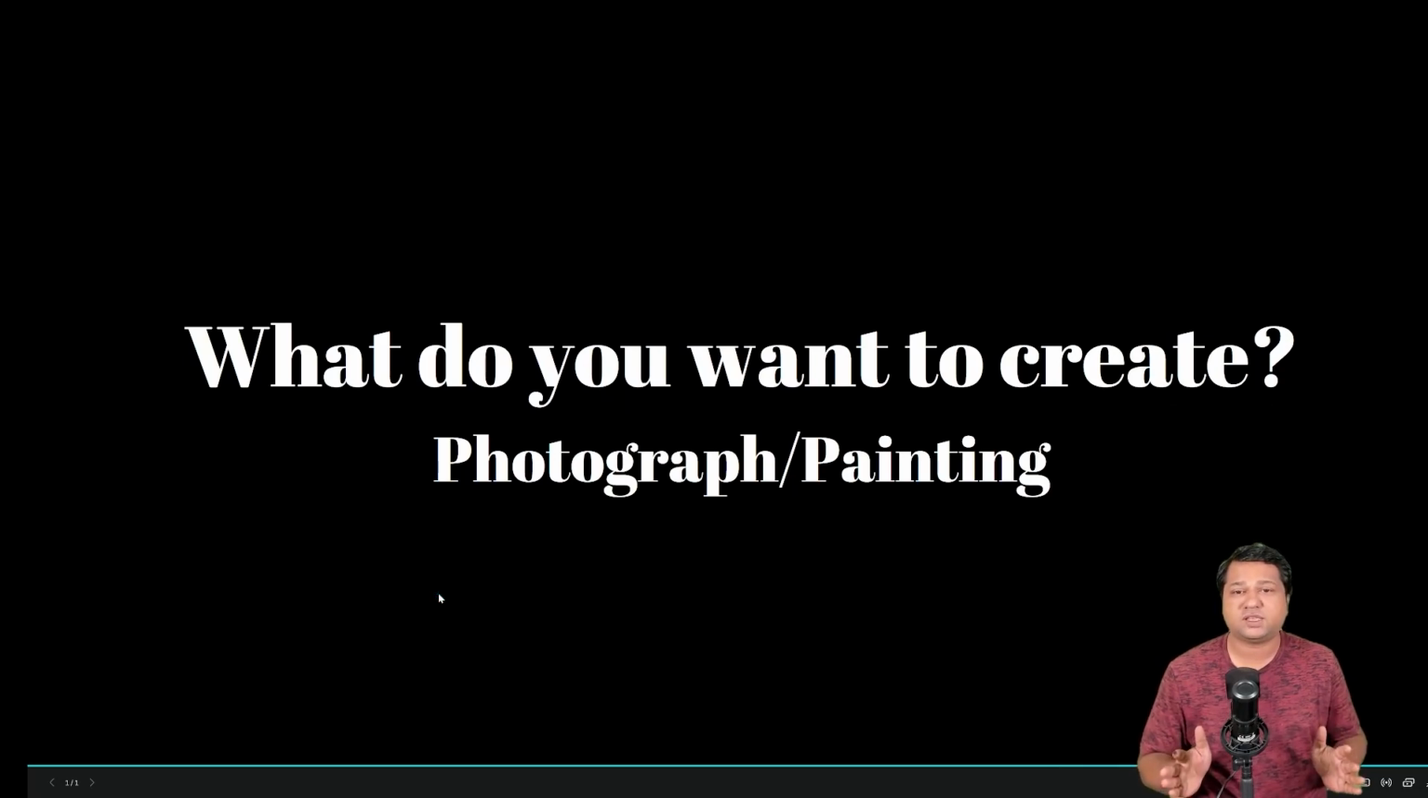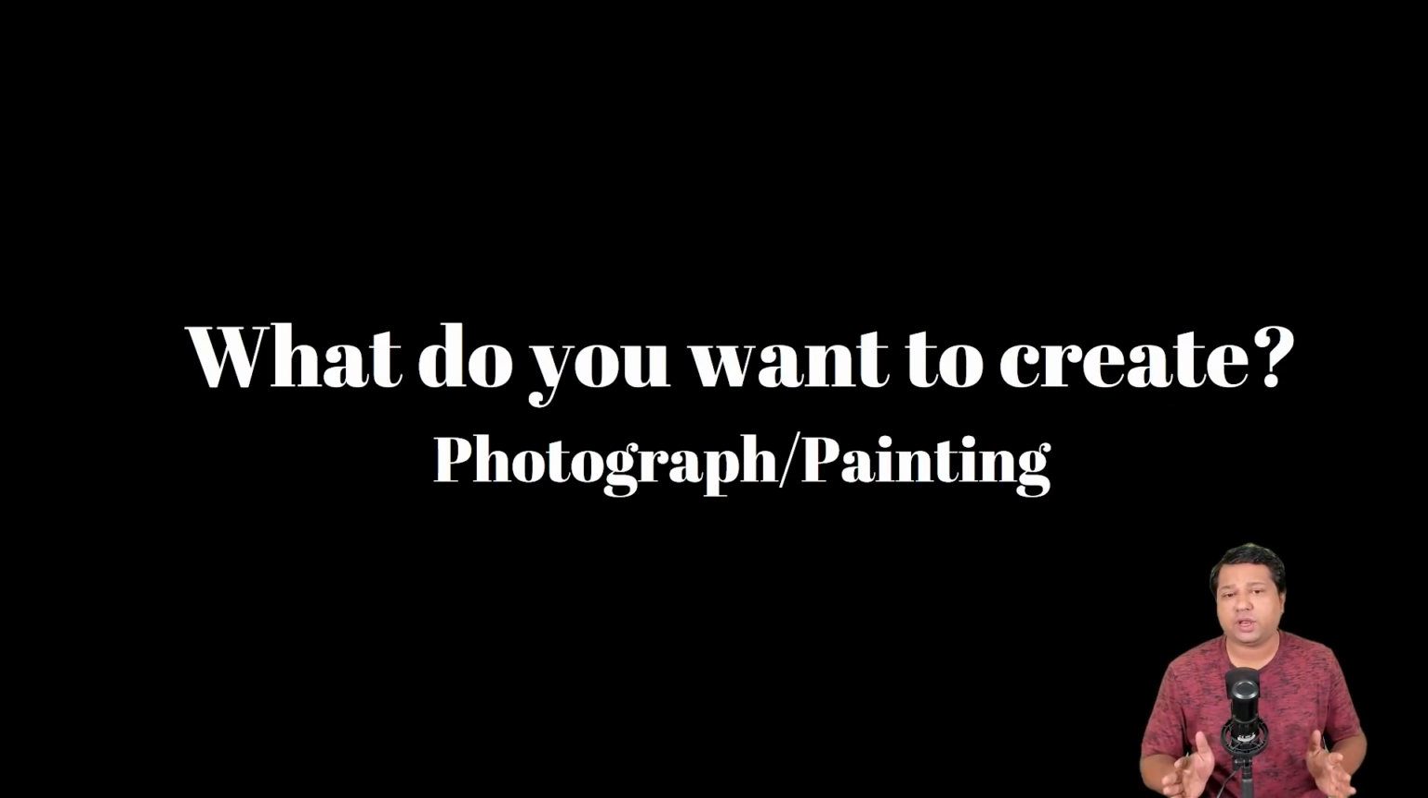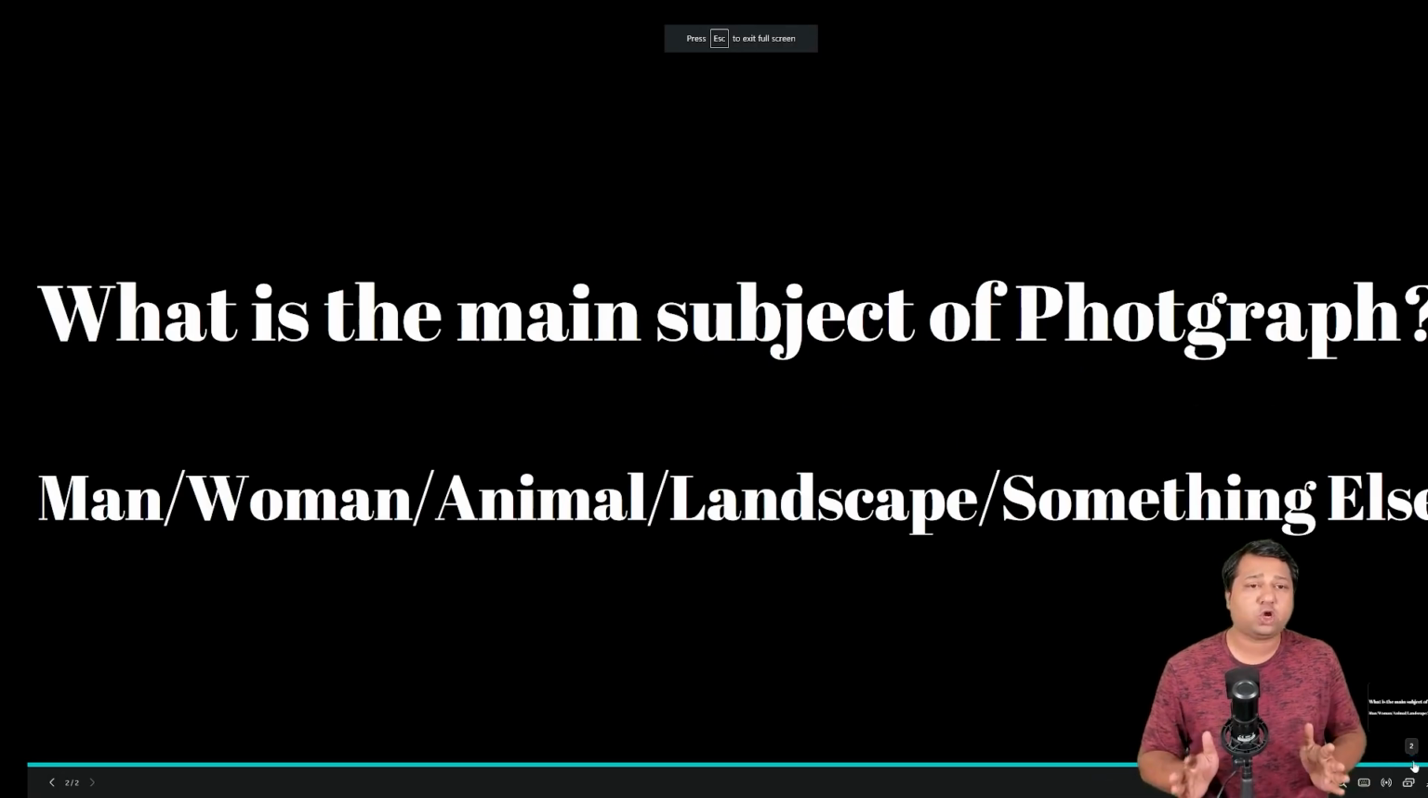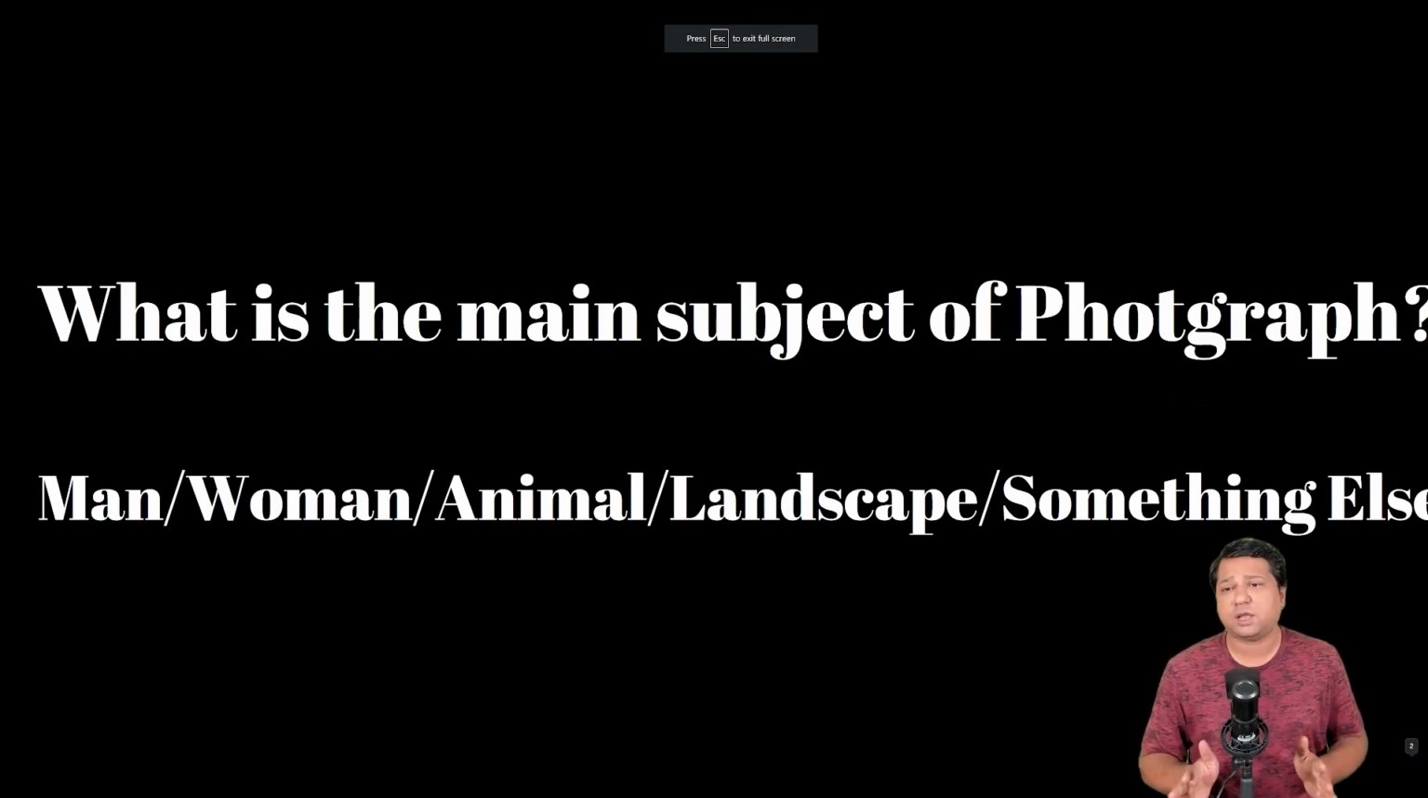So let's get started with the image generation process. Firstly, you should decide what you want to create, a photograph or a painting. For this particular example, we will be creating a photograph. Second question is, what is the main subject of the photograph? A man, a woman, an animal, landscape, or something else? For this particular example, we will be creating a woman.